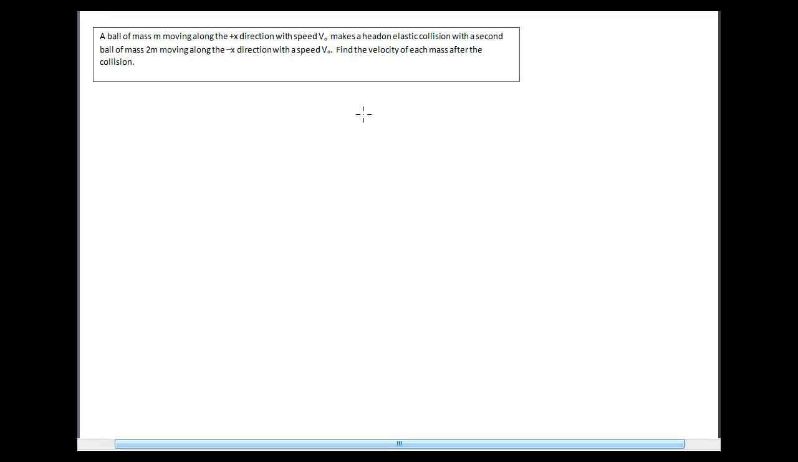Here's an example of a collision where we are told in the problem statement that we have an elastic collision, and we'll use that information to solve the problem. A ball of mass m moves along the positive x direction with speed v0, and it makes a head-on elastic collision with a second ball of mass 2m moving along the minus x direction with a speed v0. Find the velocity of each mass after the collision.